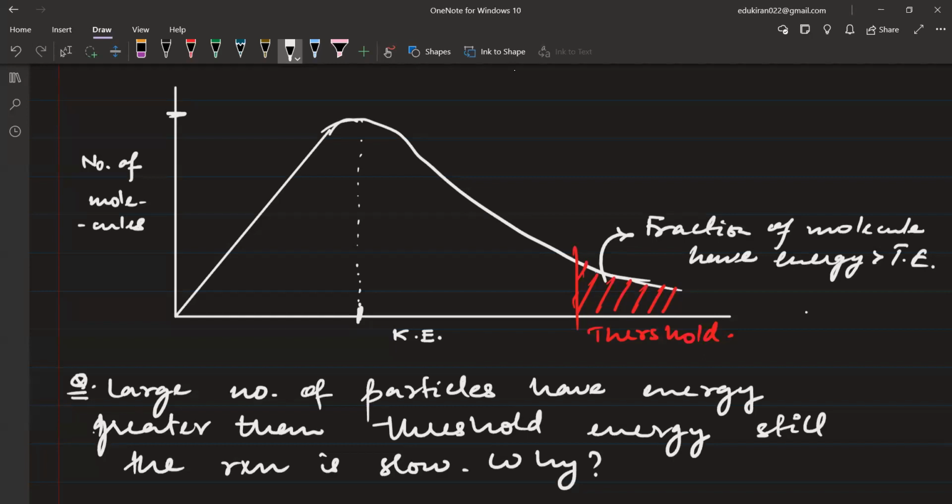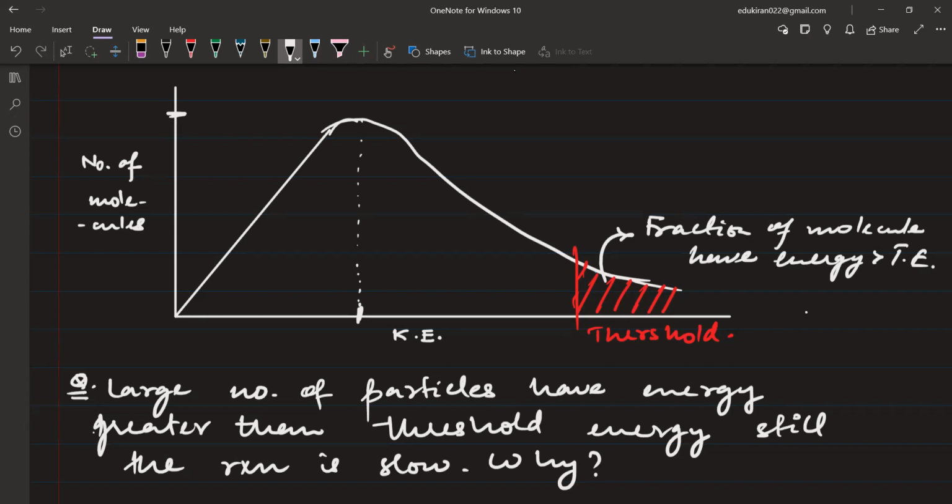Yes or no? Please tell me, Nawal and Hanifa. If you have a large number of molecules with energy greater than threshold energy, then what is expected? Expected is that the rate of reaction will be high. Yes or no? Reaction will be fast. Yes, sir. But still what is happening? But still the reaction is slow. This is what is observed. We are not saying that this always happens. They are saying that for a particular reaction this happened: the energy was greater than threshold energy, but still the reaction was slow.